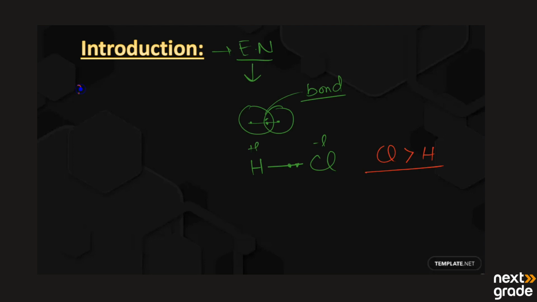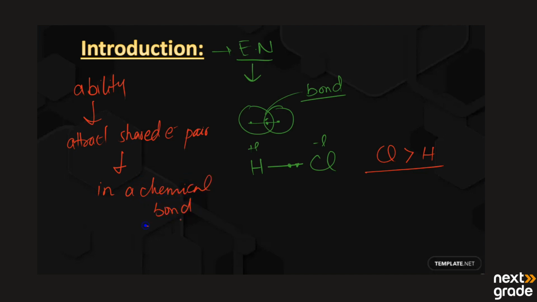So basically this is the ability of an atom to attract the shared electron pair towards itself in a chemical bond. When atoms make a chemical bond, they may share the electron pairs. Now, both the atoms have the ability to attract the shared electron pair. So the atom that has more electronegativity will hold the electron pair more tightly towards itself, and it will carry the partial negative charge. On the other hand, the atom that has less electronegativity will acquire the partial positive charge.